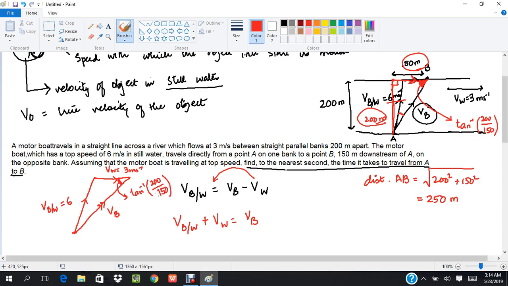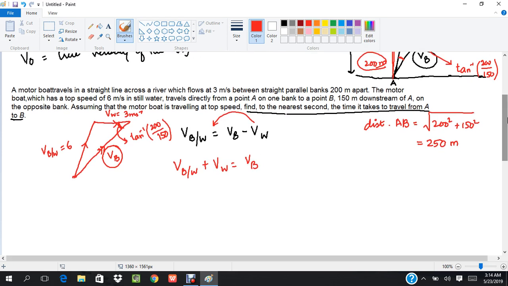I'm not evaluating this right now. I'll enter the exact values in my calculator so that the answer that comes out is not affected by any premature rounding off. Fine. So I know this angle now. Now, in order to find VB, I can use the cosine rule.